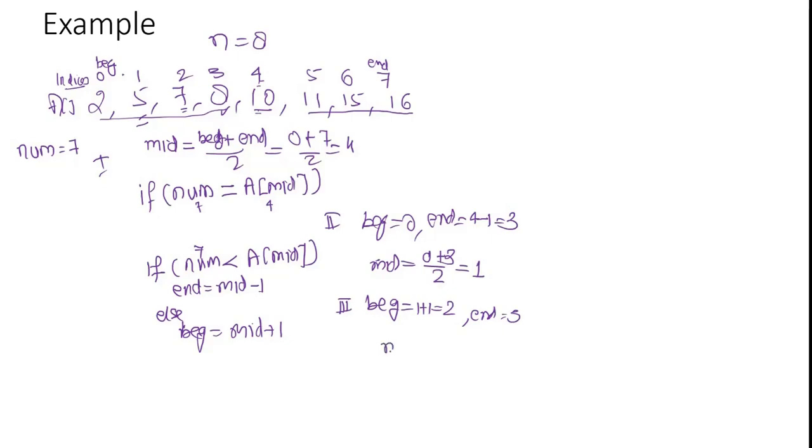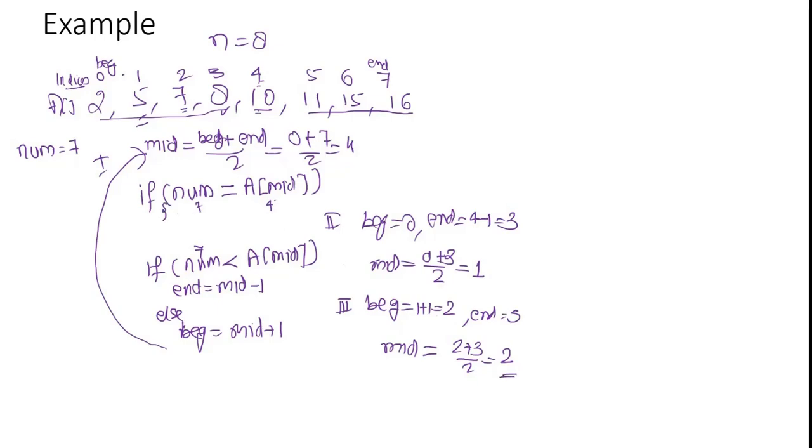So again we will calculate mid. So mid is equal to 2 plus 3 by 2. This will become 5 by 2, which is equal to 2. Now this time we will compare again. That is, from here we have to repeat the procedure. Okay, so is number equal to A of mid? Yes, A of 2, because this time mid is equal to 2. So the number this time is found.